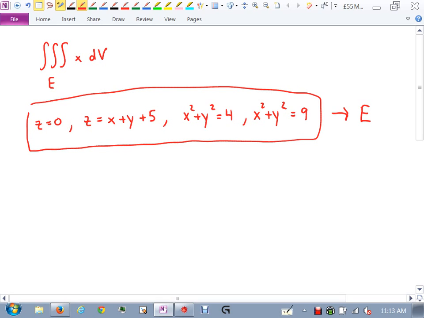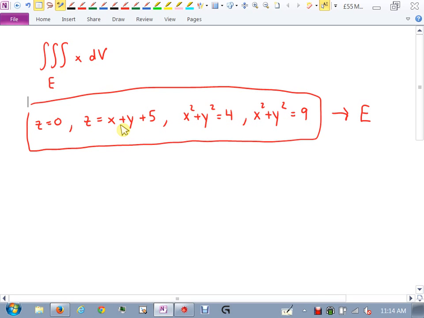So we need to get some sort of visual idea of what that region looks like. So z equals 0 is what? The xy plane, the ground. z equals x plus y plus 5 is what geometrically? A plane. And at x is 0 and y is 0, z is 5. So if I'm looking above the origin, it's up there somewhere and it's got some tilt to it, but I have a plane. So I've got the ground, I've got a plane. That looks like the lower surface and upper surface.